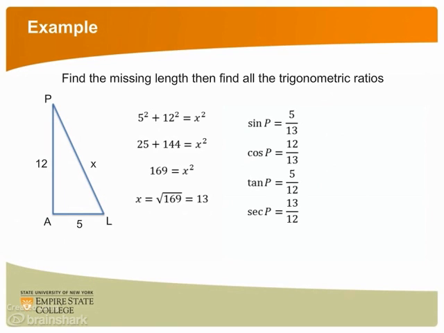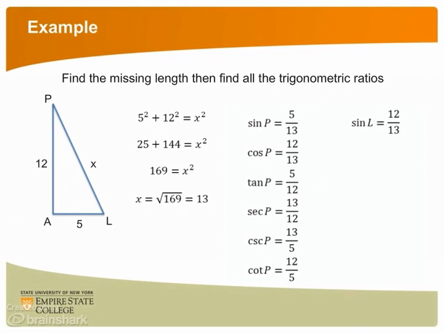The secant, formed by the hypotenuse over the adjacent, is 13 over 12. The cosecant, hypotenuse over opposite, is 13 over 5. The cotangent has the adjacent over the opposite, so it is 12 over 5. But what happens if we consider angle L instead?